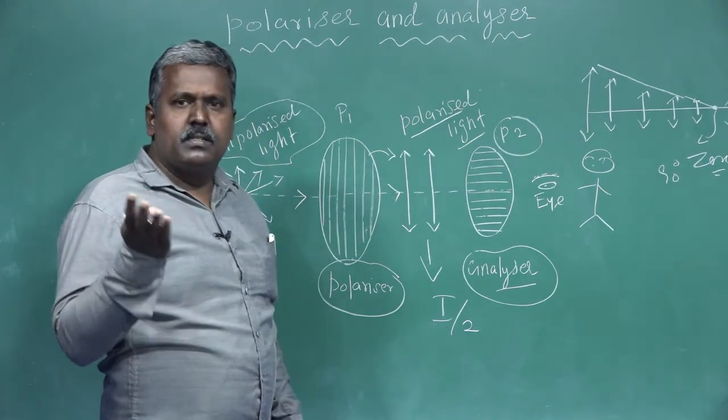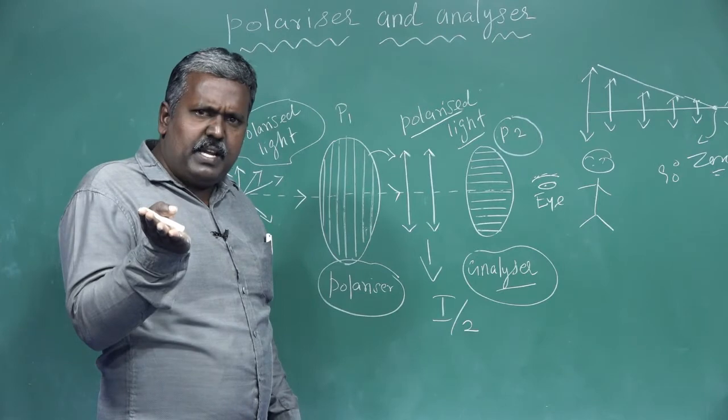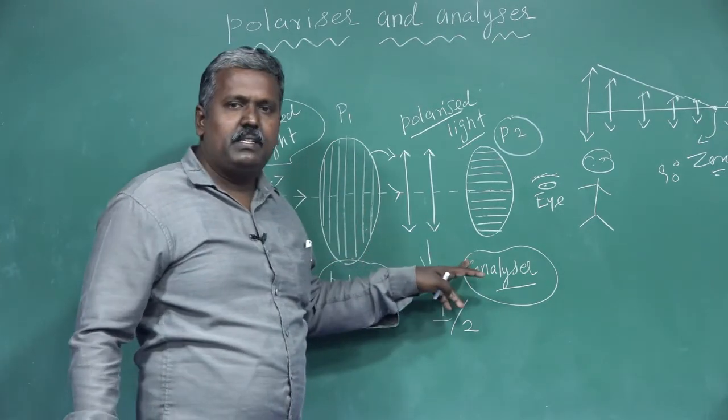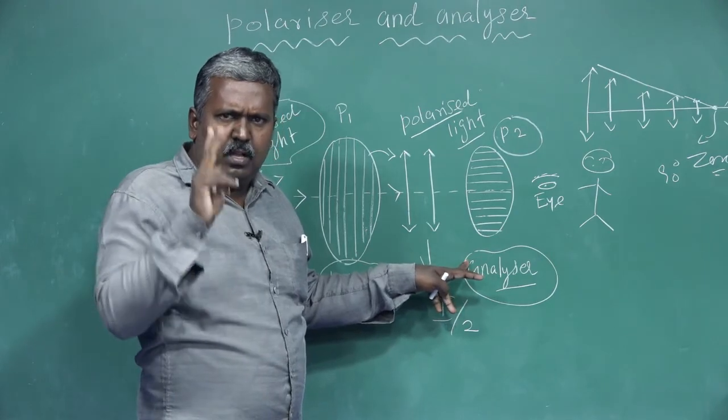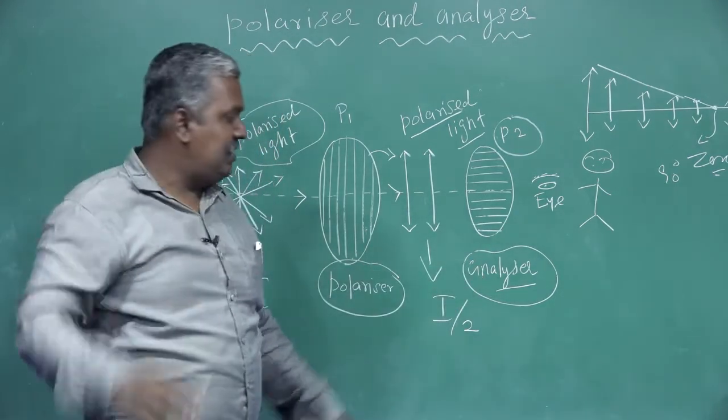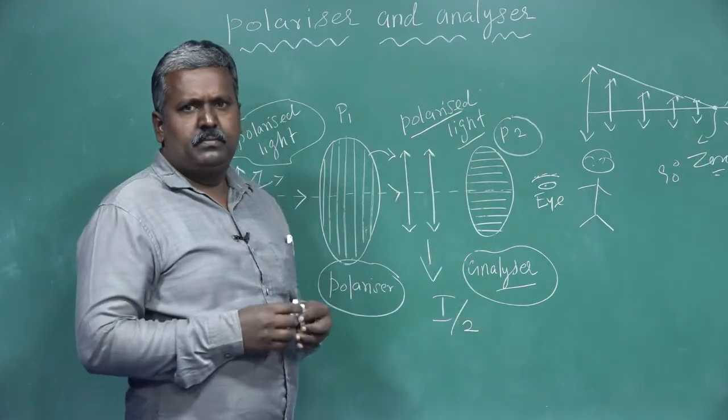Polarizer: unpolarized light is converted into polarized light by the polarizer. But the analyzer is used to analyze whether the light is polarized or not. That is called an analyzer. That's all.